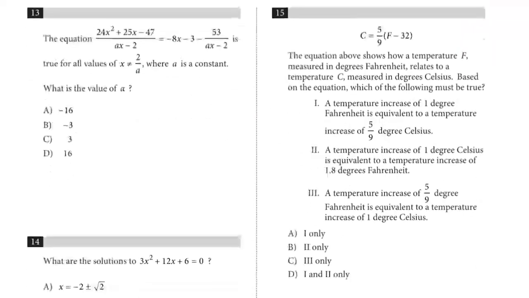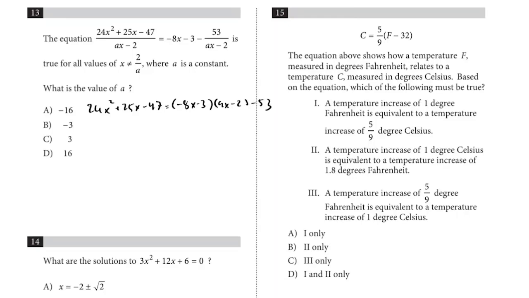Moving on to question 13. This equation is true for all values of x where it does not equal 2 over A, where A is a constant. What is the value of A? Okay, so if we multiply each side by ax minus 2, we will get 24x squared plus 25x minus 47 equals, right here, negative 8x minus 3 times ax minus 2 minus 53.